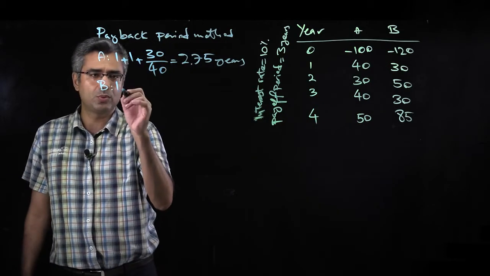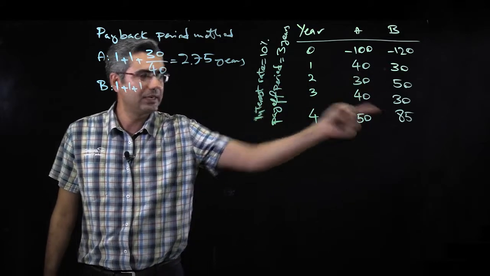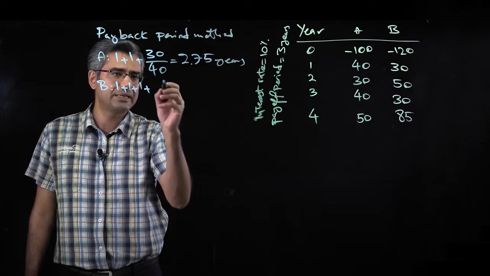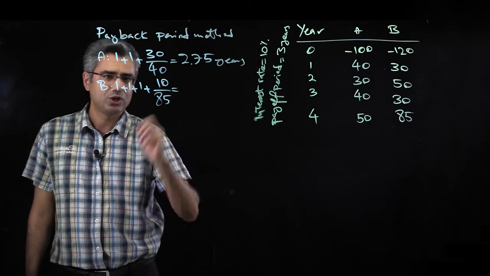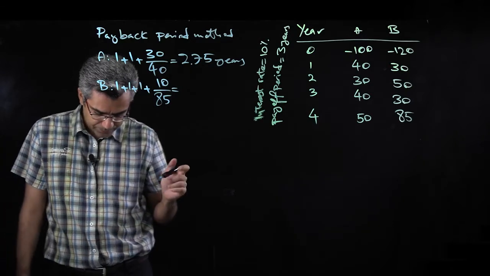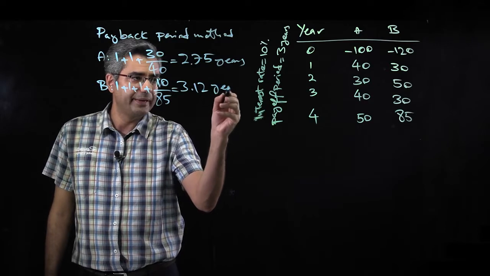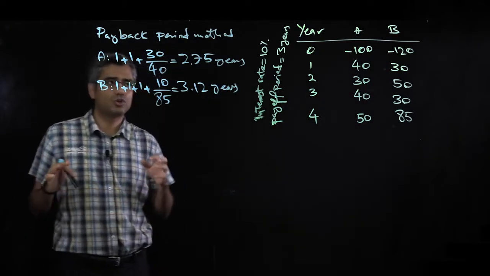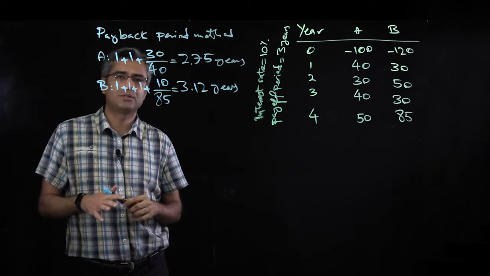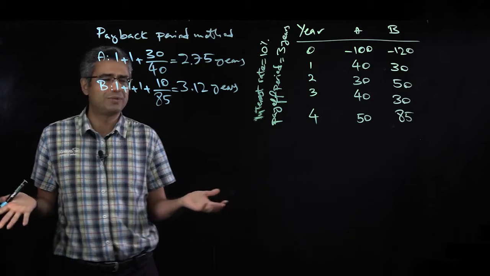And so it's 1 plus 1 plus 1, year 1, 1 year, 1 year. And then we just need $10 out of this $85 to reach the break-even point, and it's 3.12 years. Now the question is, should we accept both projects or only one of them, or maybe none of these projects should be accepted?